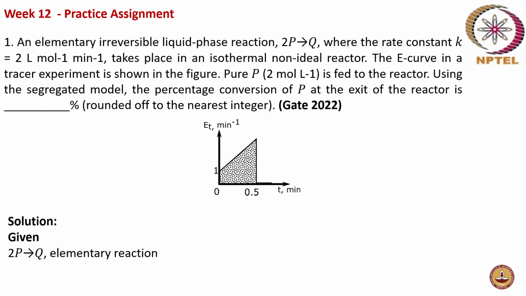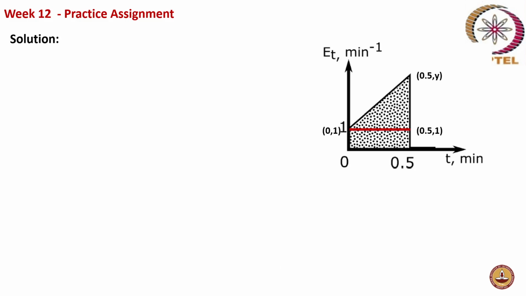So given it's P gives Q, which is an elementary reaction. That means elementary reaction means, so we have to just directly take based on the rate expression will be based on the stoichiometry. So that means it's a second order. So 2P gives Q. That means it is second order with respect to P, the reactant P. That means the rate expression is minus Rp is equal to K into Cp square. Right? Now next.